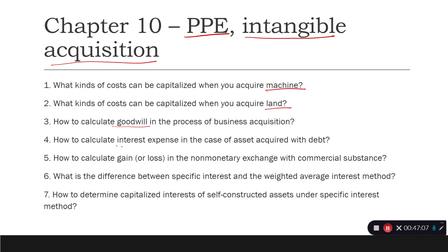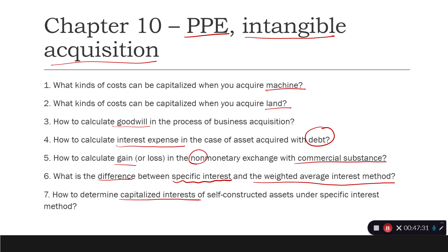How to calculate interest expenses in the case of an asset acquired with debt? And how to calculate gains or losses in a non-monetary exchange with commercial substance? What is the difference between the specific interest and weighted average interest method in terms of self-constructed assets? And then how to determine the capitalized interest of a self-constructed asset on the specific interest method. Okay.